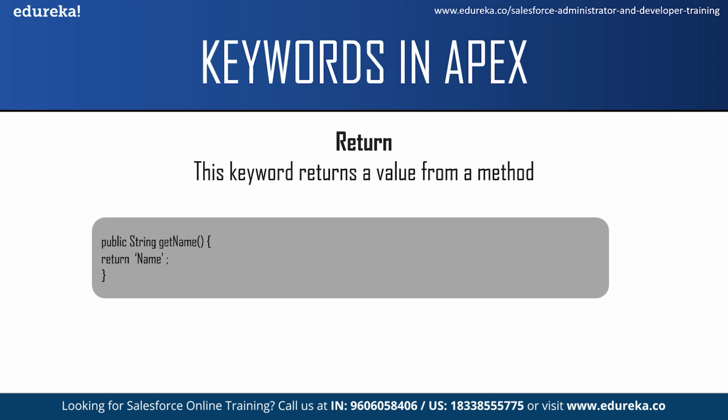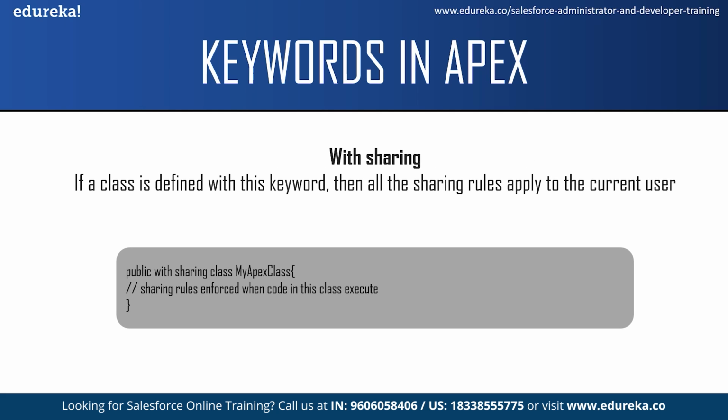The next keyword is the return keyword. A return keyword is a keyword used to return a value from a method. Now looking at an example of the return keyword, it starts with the keyword return and then is the variable whose value we want to be returned. After the return keyword, we have the with sharing keyword. Now if a class is defined with this keyword, then all the sharing rules of the class apply to the current user. Explicitly setting this keyword ensures that the Apex code runs in the current user context. Now this is the syntax for the sharing keyword. First is the access specifier, which is public in this case, then is the with sharing keyword followed by the class keyword and the class name.